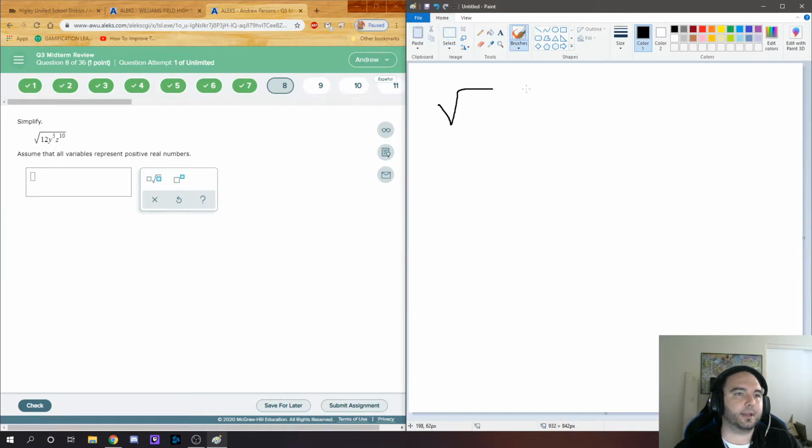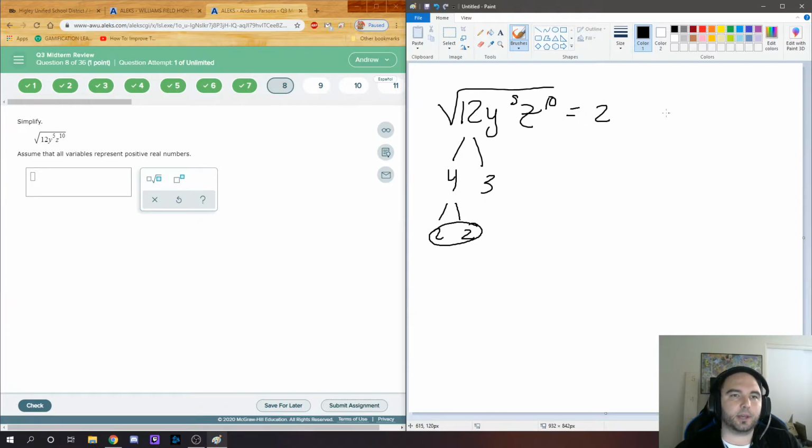So let me write that guy down. We got 12y to the 5th, z to the 10th. So in this one, the 12 is 4 times 3, and 4 is 2 times 2. So I get 2 on the outside, 3 on the inside. Please don't reverse these. If it's a pair, it's on the out. If it's unpaired, that means it has to stay rooted.